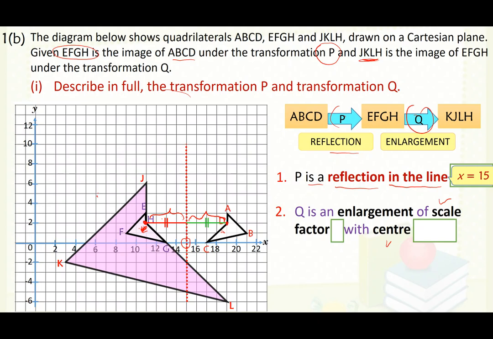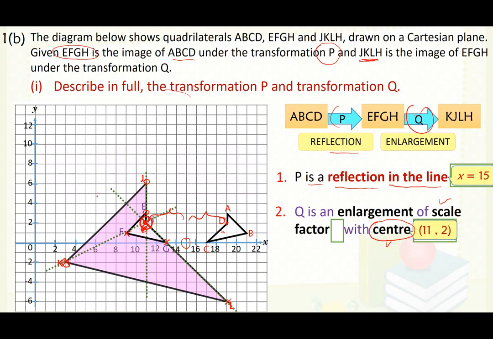If I want to know the enlargement, I must know the center. So I just choose corresponding points. This one is a corresponding point. This point is the corresponding point. This is the corresponding point. So I just connect the corresponding points with the ruler. 所以我一定要找 corresponding point, 然后就把 corresponding point 接起来用尺。Okay, so I connect all the lines, and then I find the intersection point. 我就找它们的交叉点，就是它们的 center. So this is the center, 11, 2.